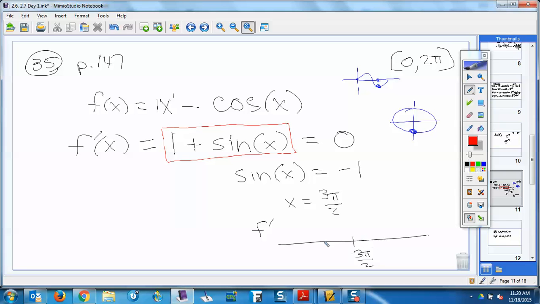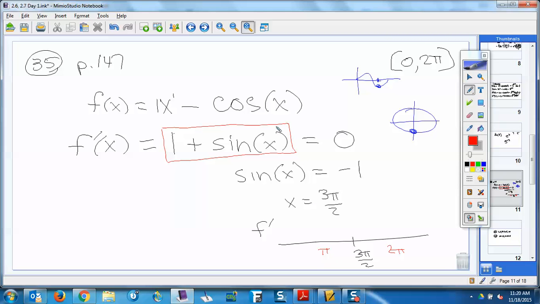So what's less than 3 pi halves? Pi fourths, pi halves, pi sixths. Pi would be a good one. This is probably best, pi. Then 3 pi halves, and what would be good out past that? 2 pi, right? Those would be easy ones to plug in.